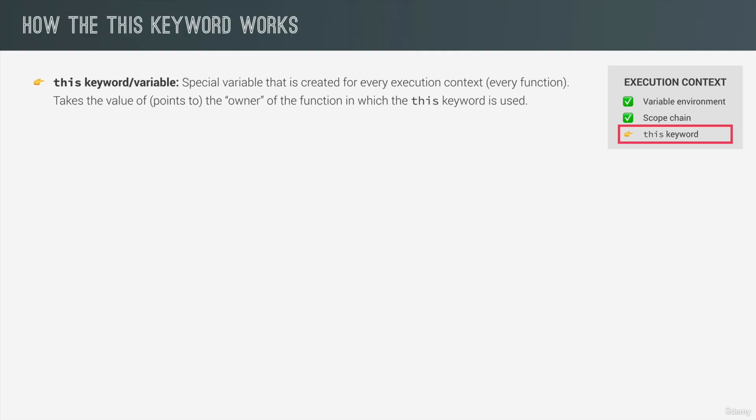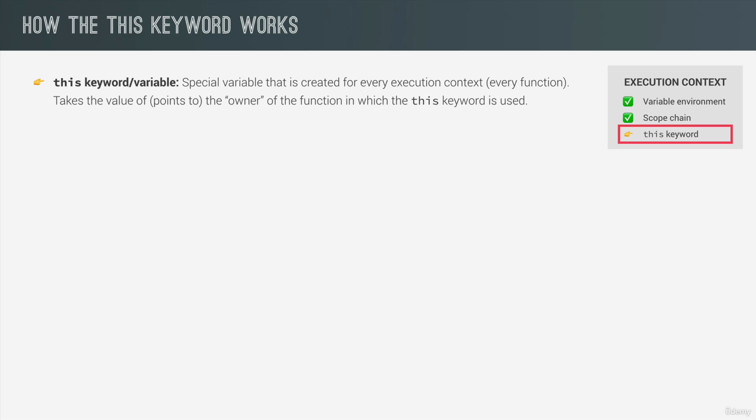Now, in general terms, the this keyword will always take the value of the owner of the function in which the this keyword is used. We also say that it points to the owner of that function. And that sounds very abstract, but we will see what that means in a second.